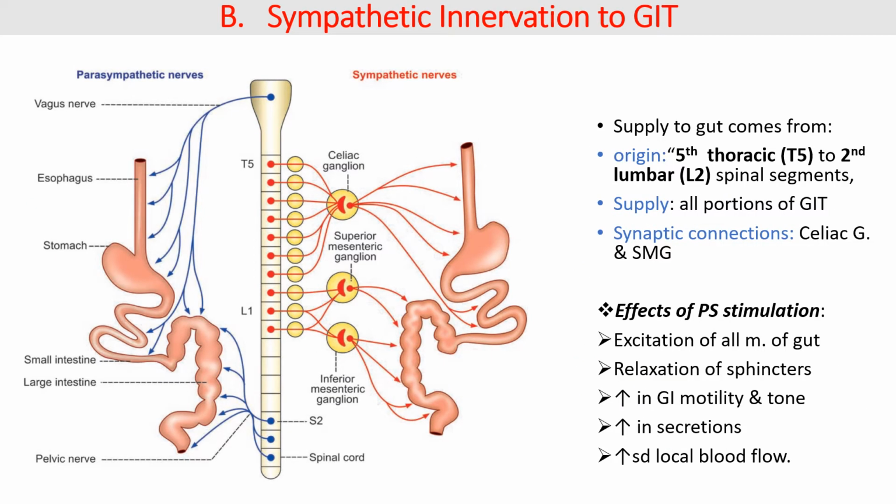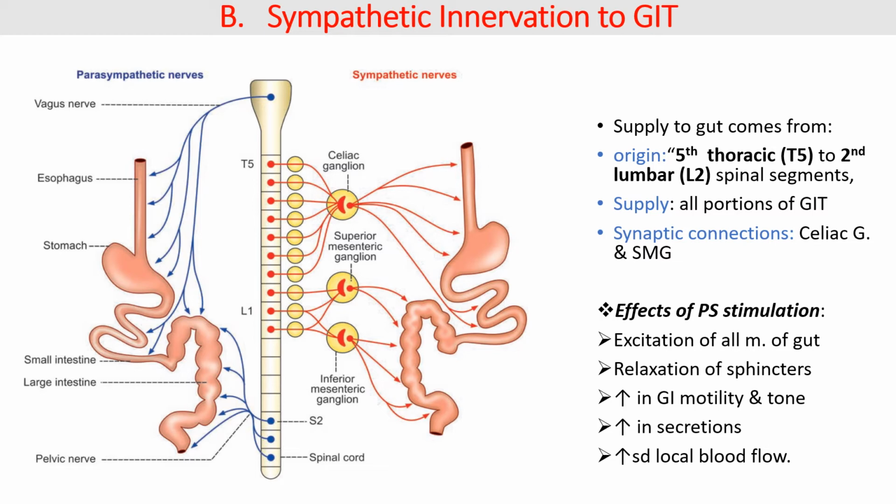The sympathetic innervation to the gut. In the sympathetic innervation, the sympathetic fibers will arise from the T5 to L2 segments of the spinal cord. Now, these fibers arising from the T5 to L2 segments will make synapses first at the celiac ganglia and the superior and the inferior mesenteric ganglia. After making synapses, the sympathetic postganglionic fibers will supply the entire gastrointestinal tract.